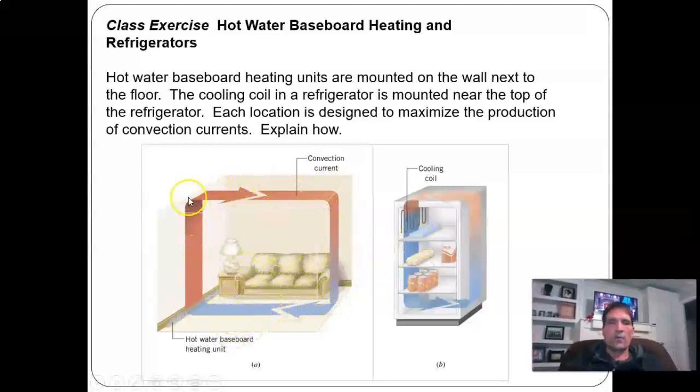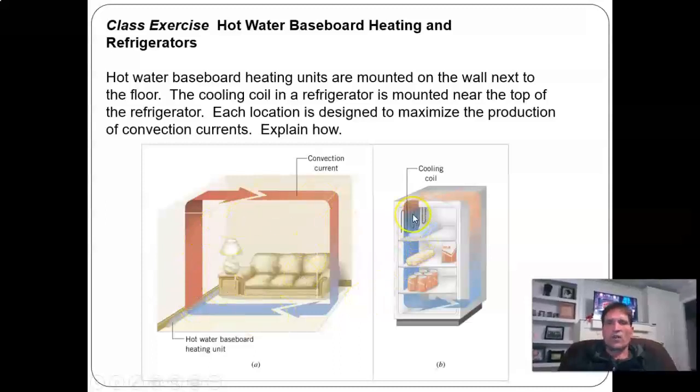If we put the baseboard heating up near the ceiling and we heat that area, it's already less dense than its surroundings. It can't really rise anymore. So you're not going to get those convective currents to transfer the heat. So we want to put the heating near the floor so that we can heat the air next to it. It'll rise, and then the cool air will sink, and then we form these currents which transfer the heat from the heater throughout the room.